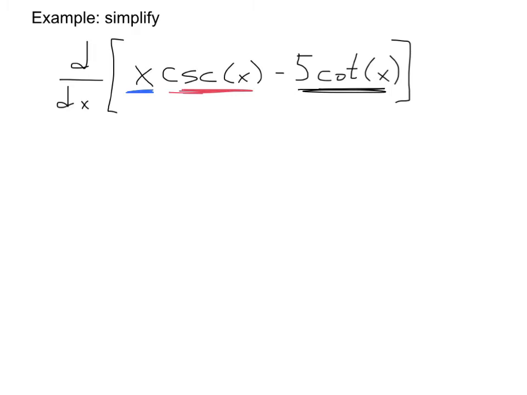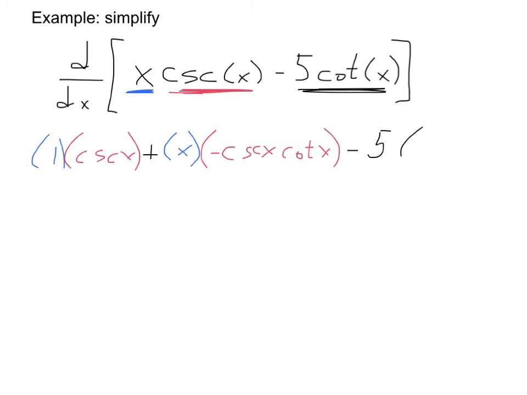So to do the product rule part, we'll take the derivative of the x and leave the cosecant x alone, plus, this time I'll leave the x alone, and I'll take the derivative of the cosecant part. Derivative of cosecant x is negative cosecant x times cotangent x. And then my subtraction rule, which is, minus 5 times the derivative of cotangent, which is negative cosecant squared x.